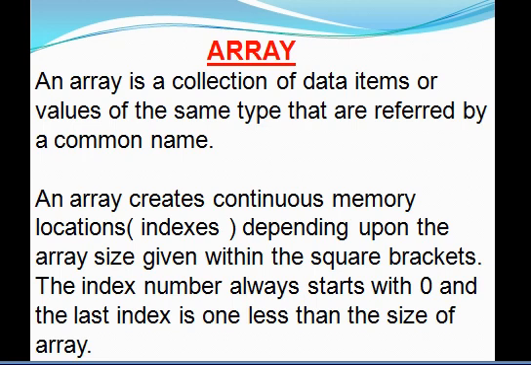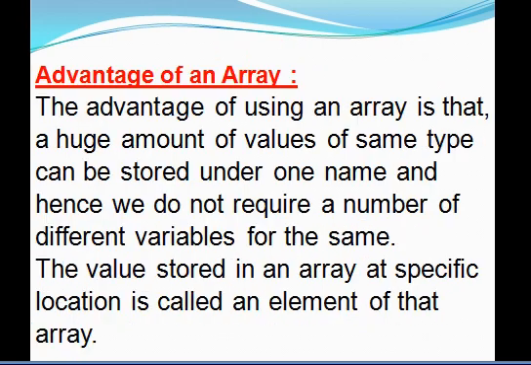So an array creates a continuous memory location depending upon the array size given within the square brackets. Array is always represented by a square bracket that we are going to see in the next screen. The index number always starts with 0 and the last index is 1 less than the size of the array. Let's talk further about it.